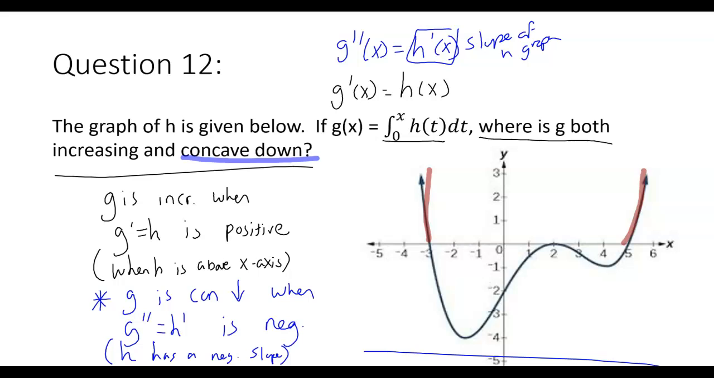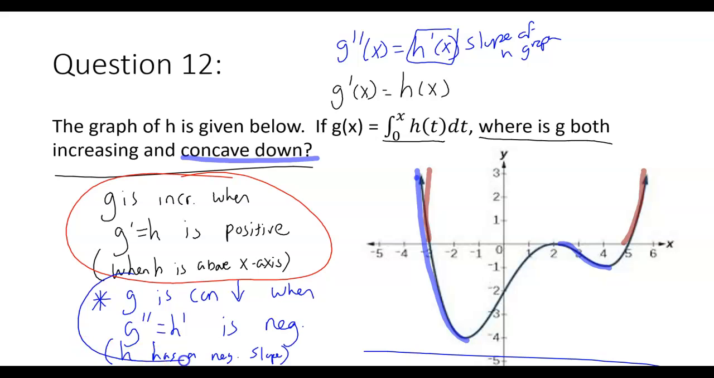Okay, so I'll highlight this one in blue. We have a decreasing slope here. We also have a decreasing slope here. Now we're looking for the portions of our graph where G is increasing and also where G is concave down.